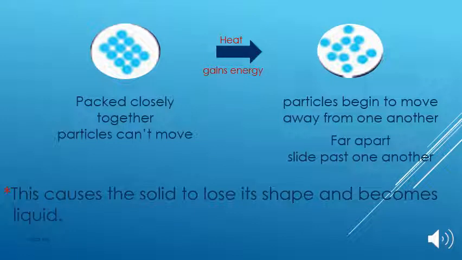Changing the particles of the solid into a liquid causes the solid to lose its shape and become liquid. So when the solid changes the way of packing the particles, it will lose its shape and become liquid. And as you remember, liquids take the shape of the container.